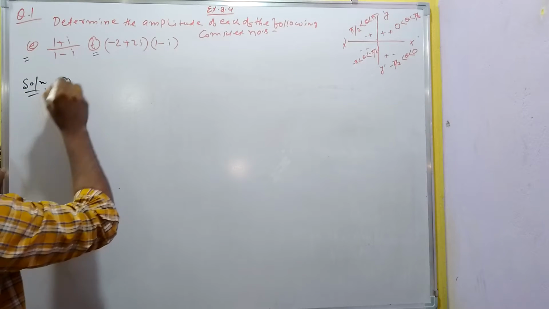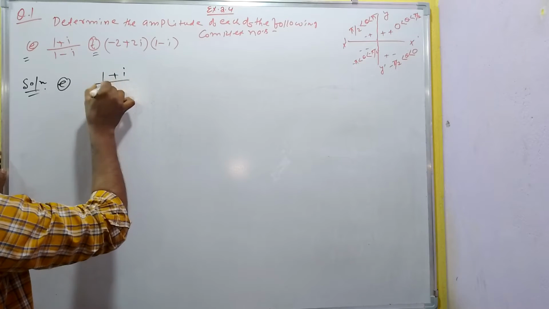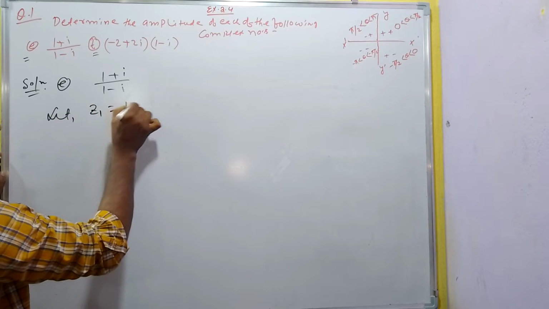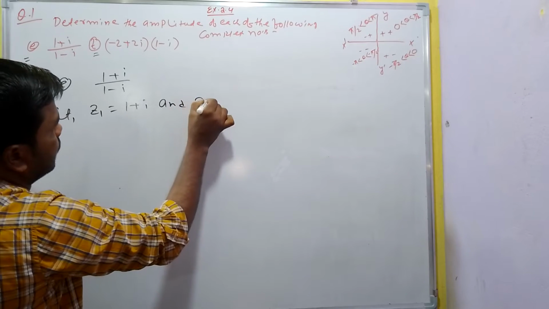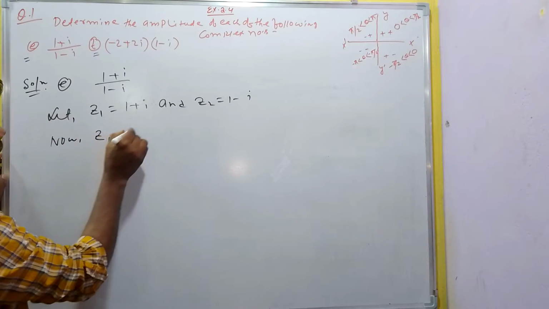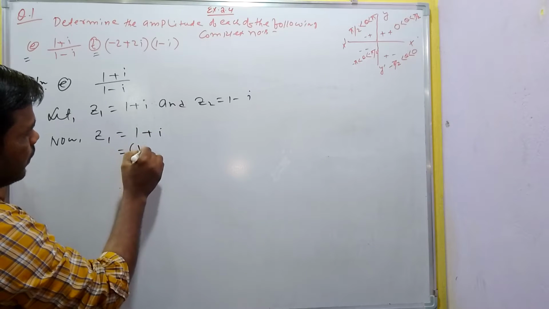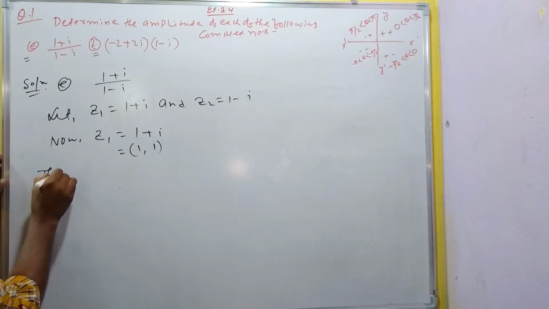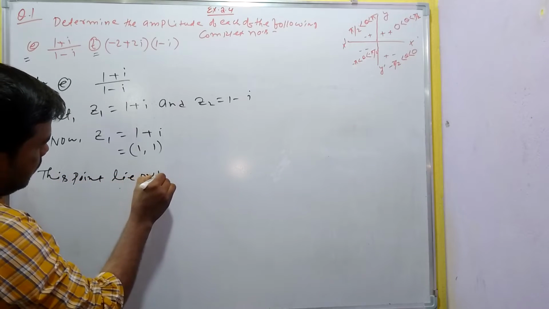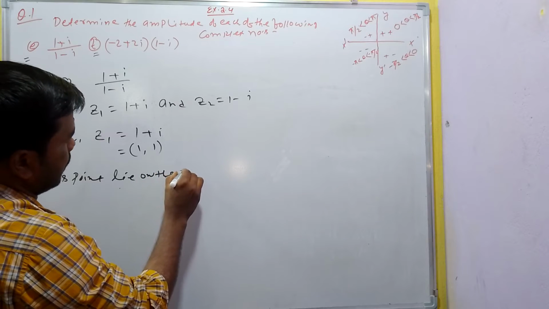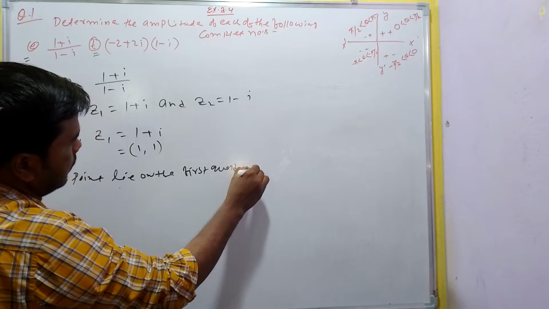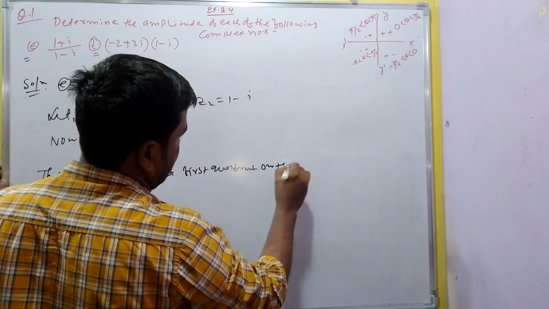Number E. Given that (1 plus i) by (1 minus i), okay? Let Z1 equals 1 plus i and Z2 equals 1 minus i, okay? Now Z1, 1 plus i, you have to write (1, 1). So this point lies on the first quadrant on the complex plane.